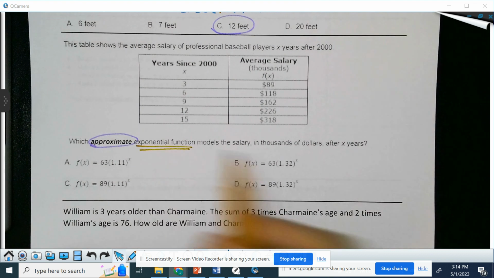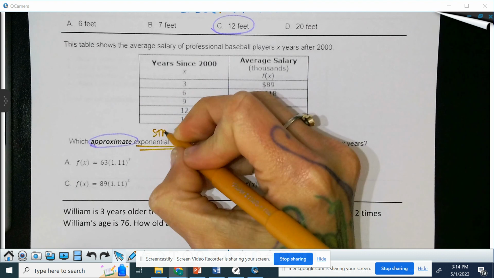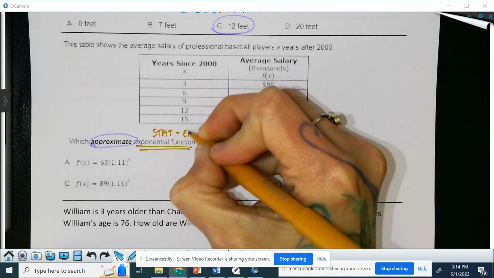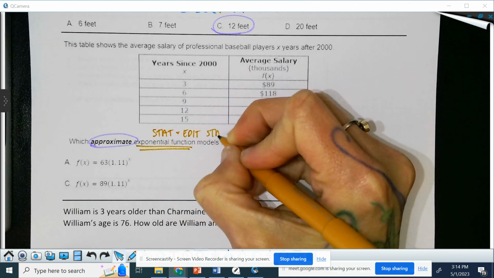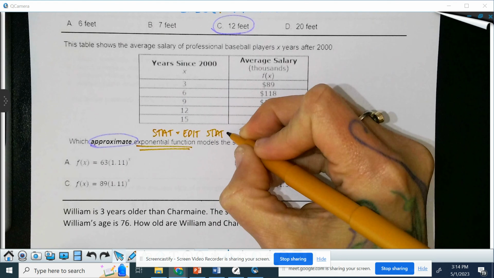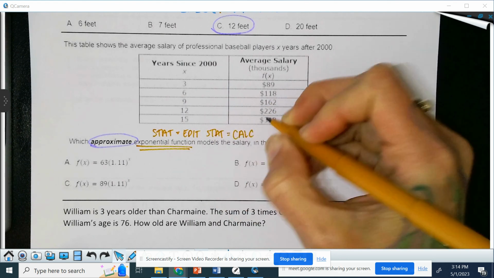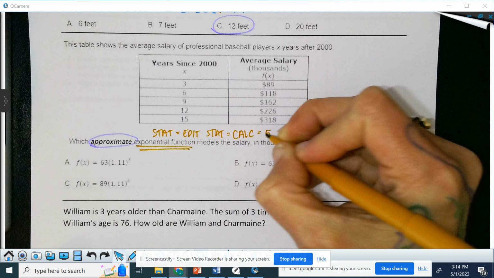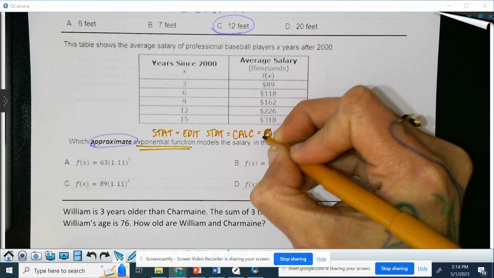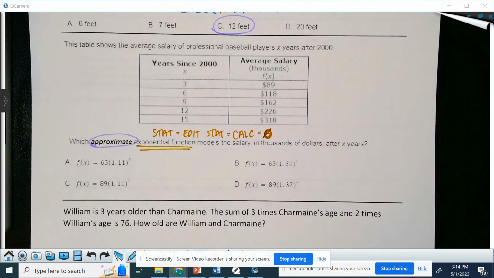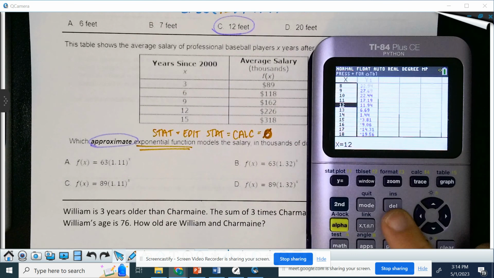So again, we're going to go to our stat. We're going to go to edit. Then we're going to hit stat again after we put in our data. And then we're going to write over to calc. And then we're going to go to 0. 5 is quadratic. 0 to get an exponential function. So we're doing the exact same thing we just did. It's just not linear anymore. So we're going to go to stat, enter edit.